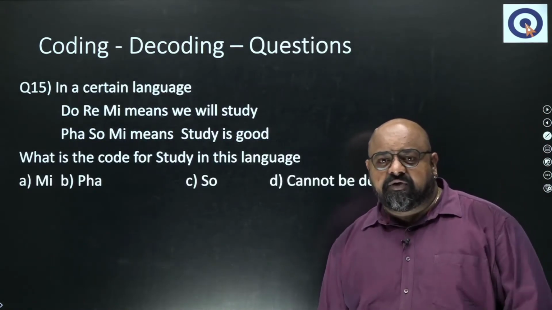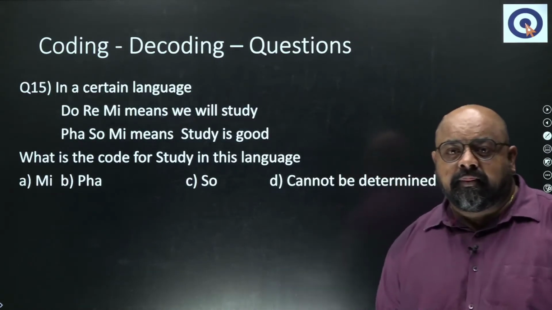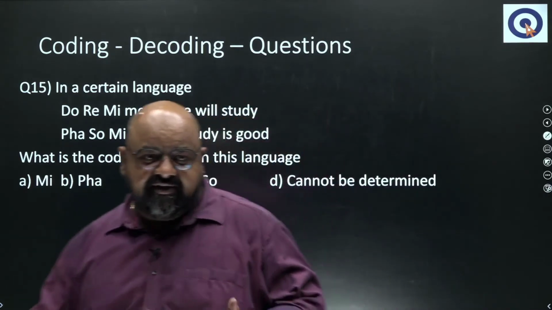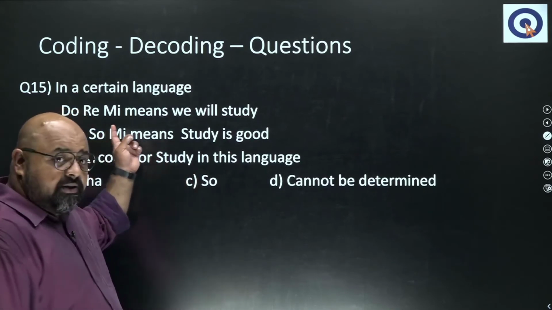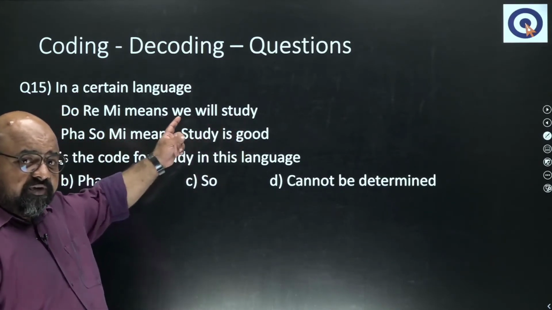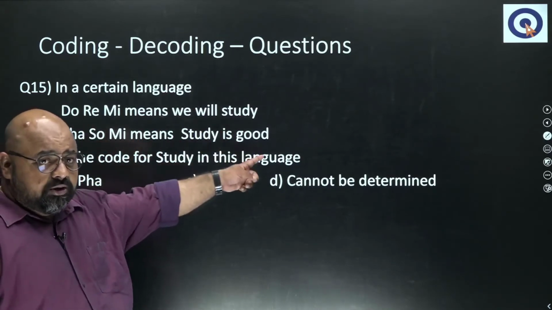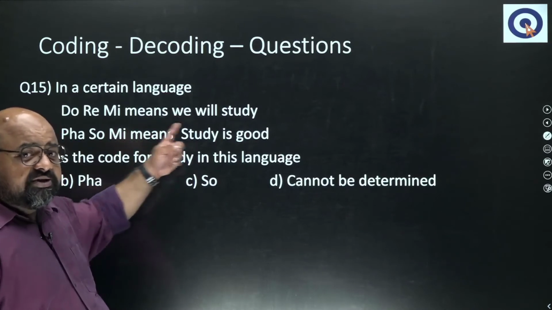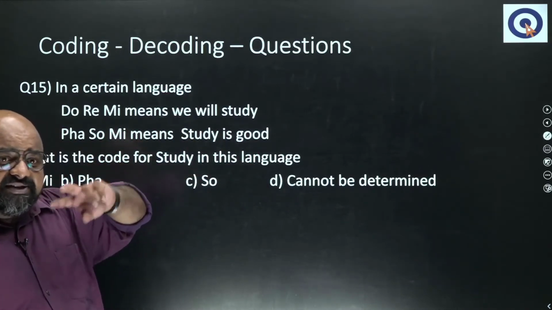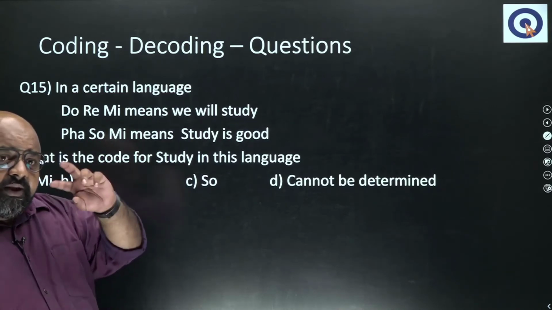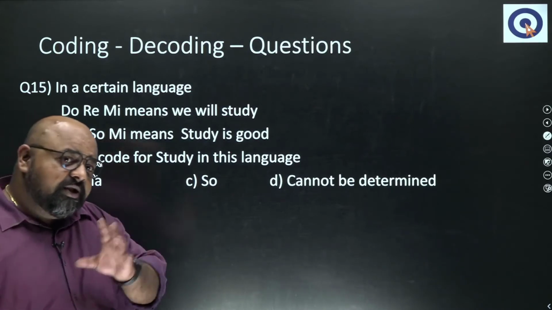Then there is this kind of a code. Yeah. So there are multiple statements given. It says, in a certain language, do, re, mi means we will study. So for each of these words, there is a code word. Paso mi means study is good. Please note, the order of the codes does not have to be the order of the words. But if the same word is repeated, the code has to be repeated. If a word is used only in one statement, the code has to be used only in that statement. That is how you figure out the word and the code.